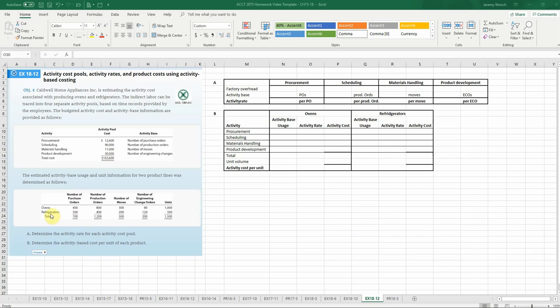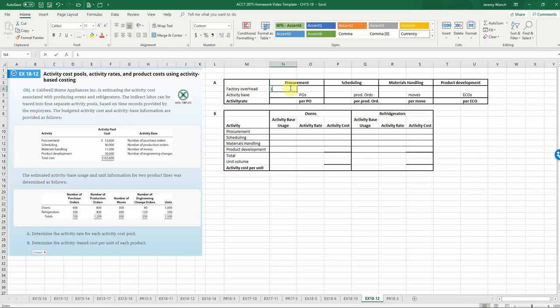They've also told us the two products that we have and how much usage they have of each one of the activities. And so we want to start off by determining the activity rate for each one of the cost pools. So we have each one of our activities here: procurement, scheduling, materials handling, and product development. And so we just want to plug in our cost related to each one of those.